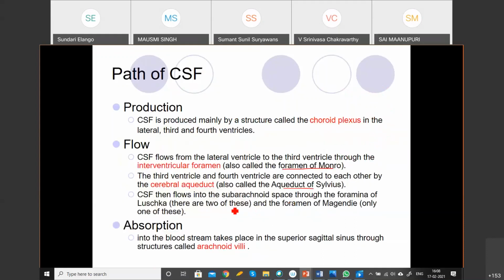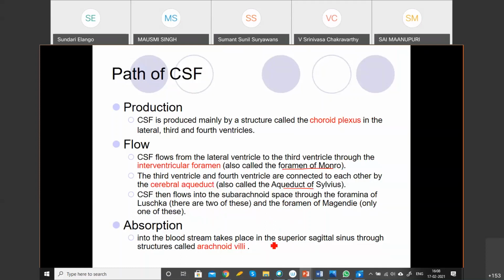From there, it goes into the subarachnoid space through the foramen of Luschka, and there are 2 of these, and the foramen of Magendie. Okay, so again, more pipes. I'm not a big fan of anatomy, I just want to understand the principles, right? And then it goes out into this space around the spinal cord, and circulates.